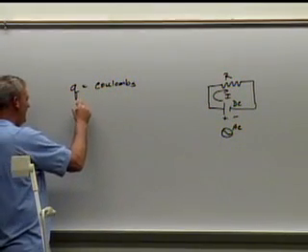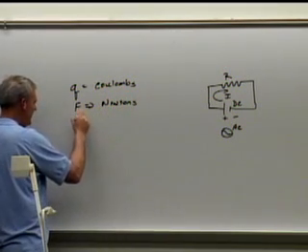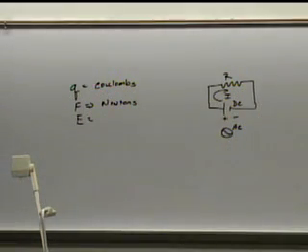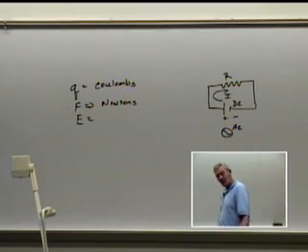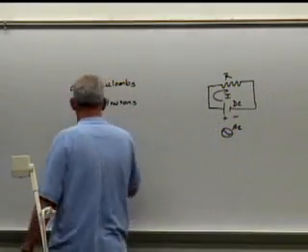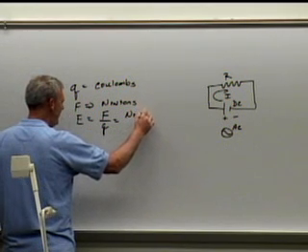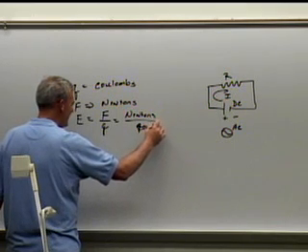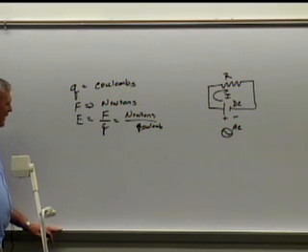What's another thing we saw? F, good old force. We know that's newtons. Okay? E. How do we measure the electric field? What units? Newtons per coulomb, because you get F over Q. Oh, so it's newtons per coulomb. What's another way to do it? You could also do it as volts per meter.